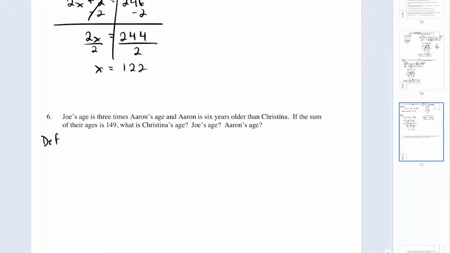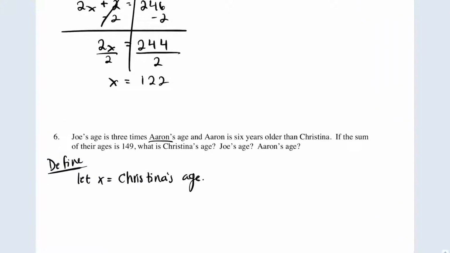With this, when we're defining, typically what I like to do is assign x to the person who is the youngest. So, we know that Joe is older than Aaron, and Aaron is older than Christina. So I'm going to say let x equal Christina's age. The reason I'm doing this is because I can write Aaron's age and Joe's age in terms of Christina's age. I can find their ages if I know Christina's age. So it looks like I'm looking for Christina's age.